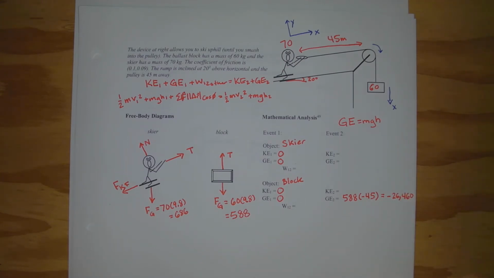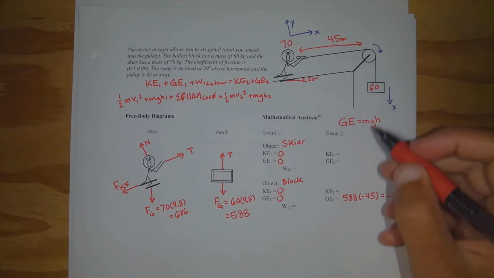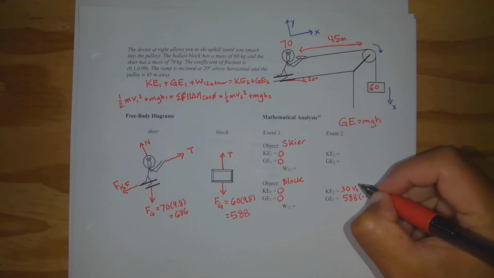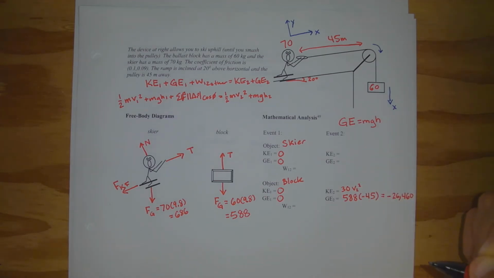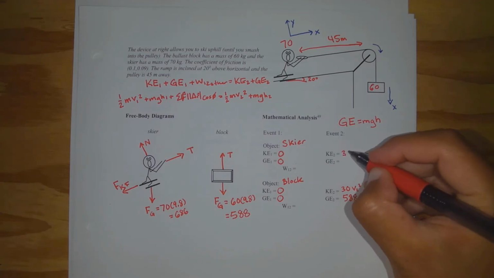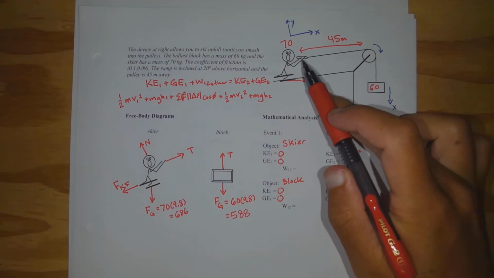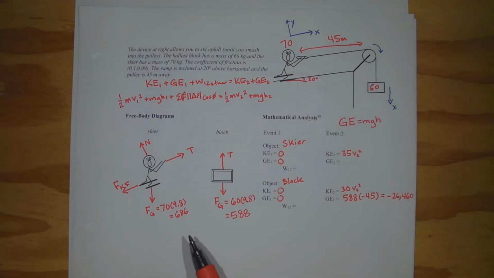For the kinetic energy of the block, I don't know what it is, but I do know it's 1/2 the mass times the final velocity squared. So the mass is 60, 1/2 the mass is 30, and this is v2 squared. Similarly, for the skier, it's half the mass, which is 35 times v2 squared. Since the skier and the block are connected by a rope, their final speed is the same.